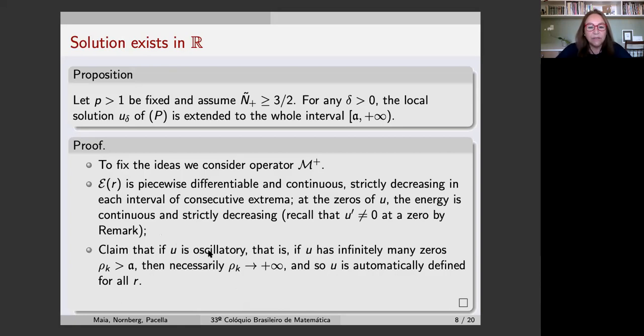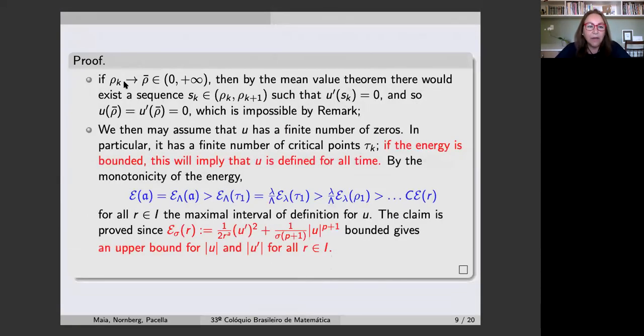We claim that if u is oscillatory, that is, if u has infinitely many zeros rho_k bigger than a, then necessarily the zeros go to plus infinity, and so u is automatically defined for the whole real line above a. If not, if rho_k, the set of zeros, converge to a rho bar in (0, plus infinity), then by the mean value theorem, there would exist another sequence s_k of points in the real line between rho_k and rho_{k+1}, such that the derivative is 0. And so when you take the limit, you arrive at u(rho bar) = 0, and the derivative is 0 because of these points. But this is impossible because rho bar would be the type of zeros that we have proven not possible in this situation.